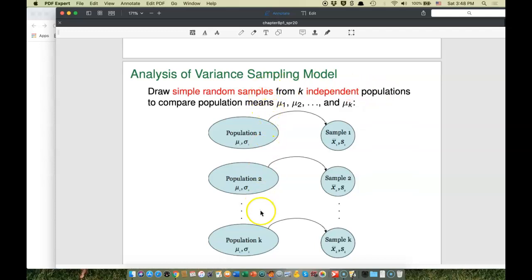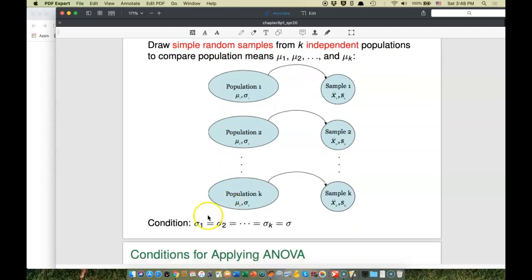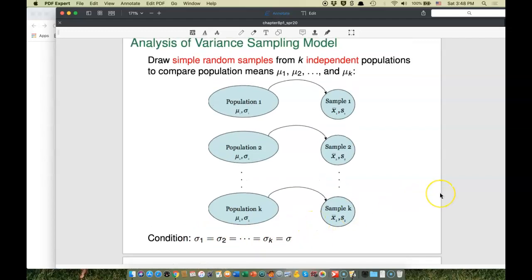But now instead of 2, we have k, meaning some arbitrary number, not too large, but a relatively limited number of populations that we want to compare. So we could define the means mu1 through mu k of the populations. Now we're going to assume that all the standard deviations are the same, and that's a strong assumption we'll need to check when we carry out an analysis of variance.